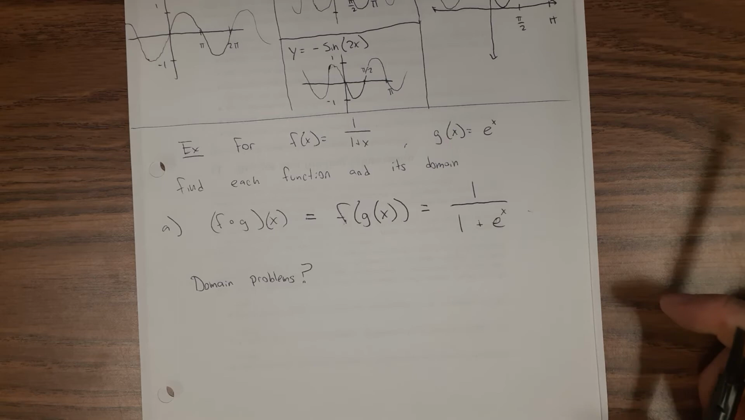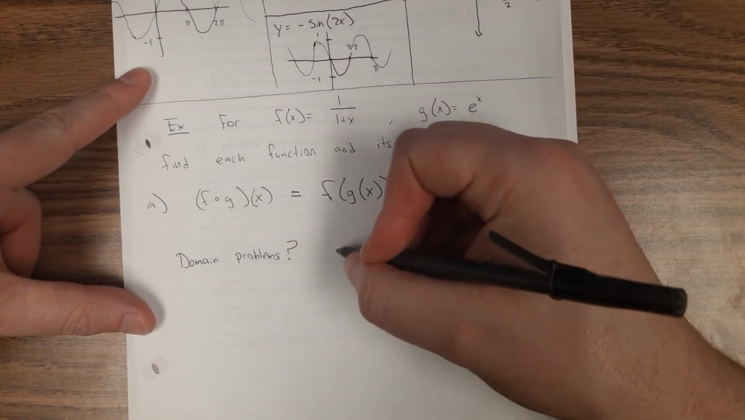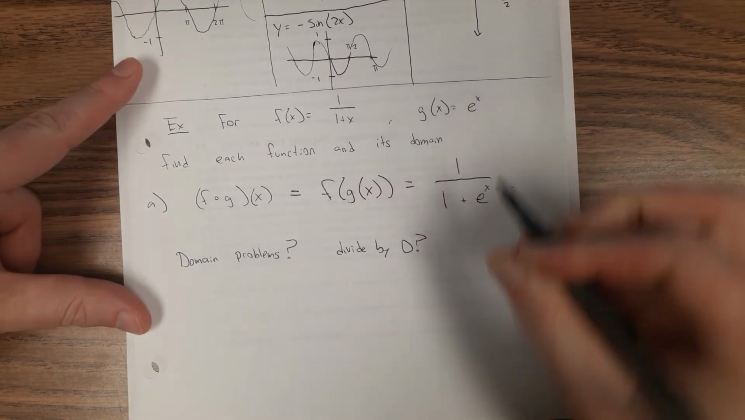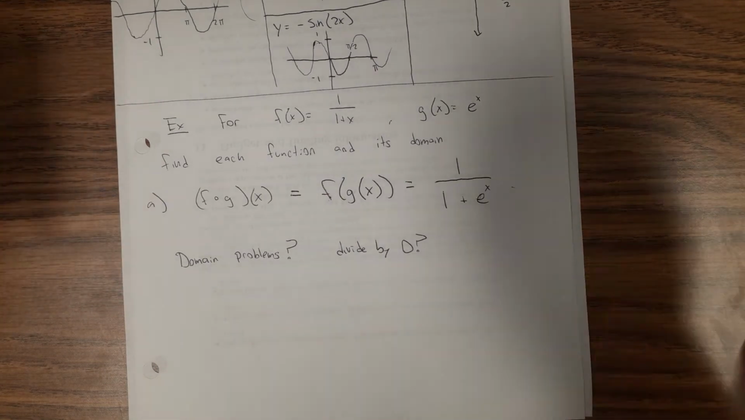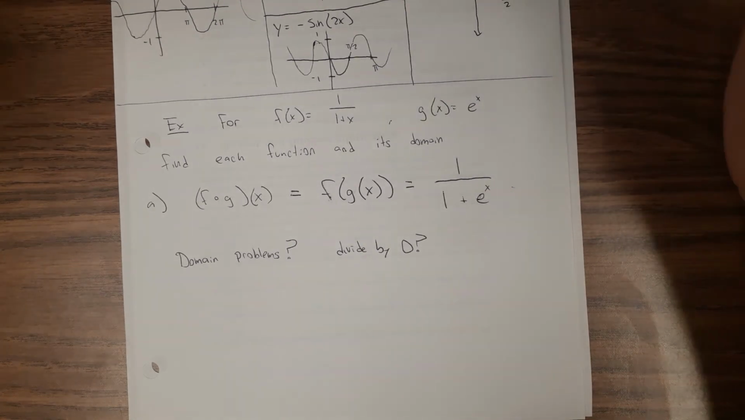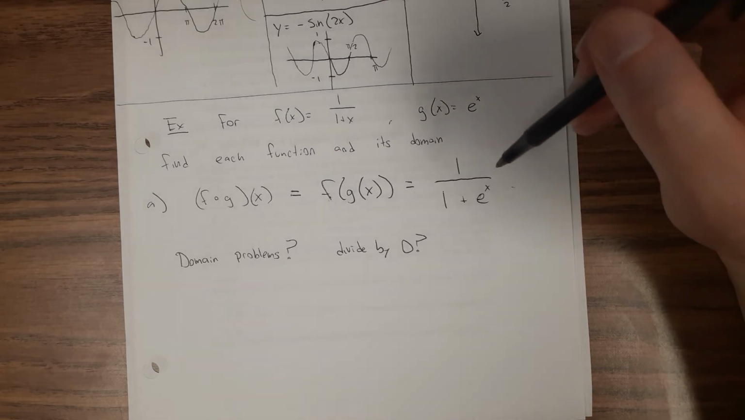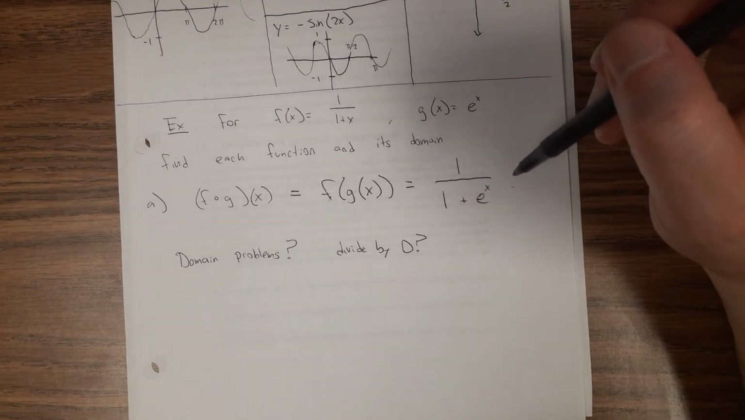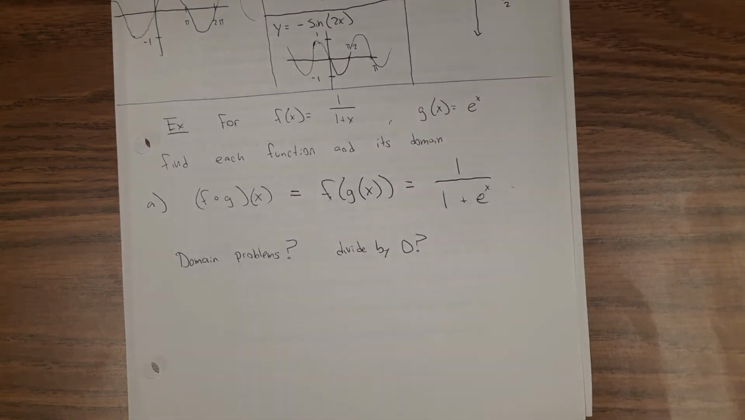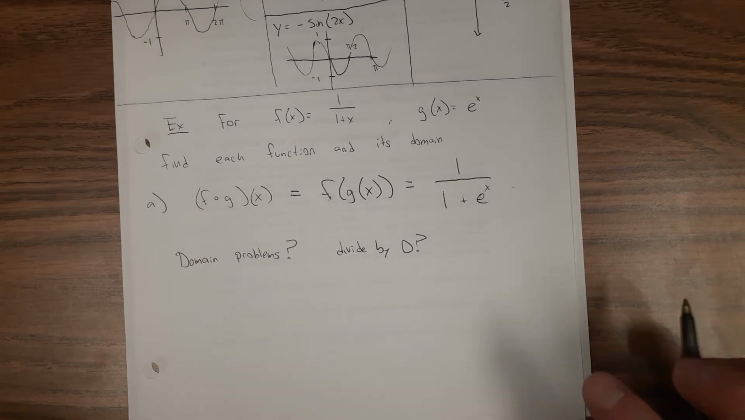Whenever I see division, I need to make sure I'm not dividing by 0. I'm writing down these phrases because you need to look at this and think: why might I have a problem with the domain? Why might I not be able to plug a certain number into this function? You should go through the mental list, and division by 0 should be one of the first things you look for. Division by 0 is a very common domain issue. So let's just deal with it.